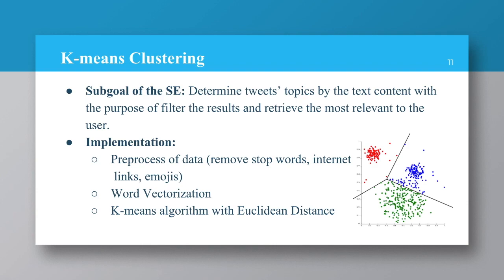That's why our sub-goal of the search engine is to determine tweet topics by the text content, with the purpose of filtering the results and retrieving the most relevant to the user. Our three-step implementation is the following. Initially, we are going to preprocess the data to remove the stop words, the internal links, and some emojis. The second step will be the word vectorization, and finally, we are doing the k-means algorithm with the Euclidean distance.